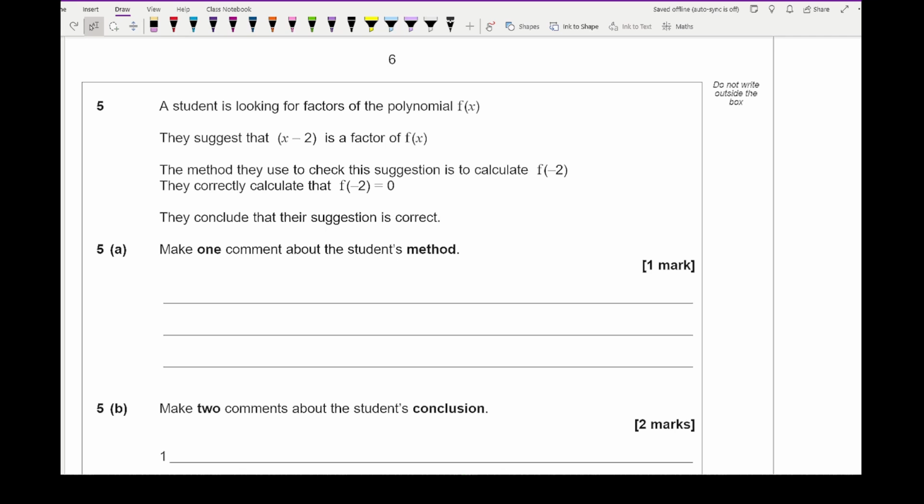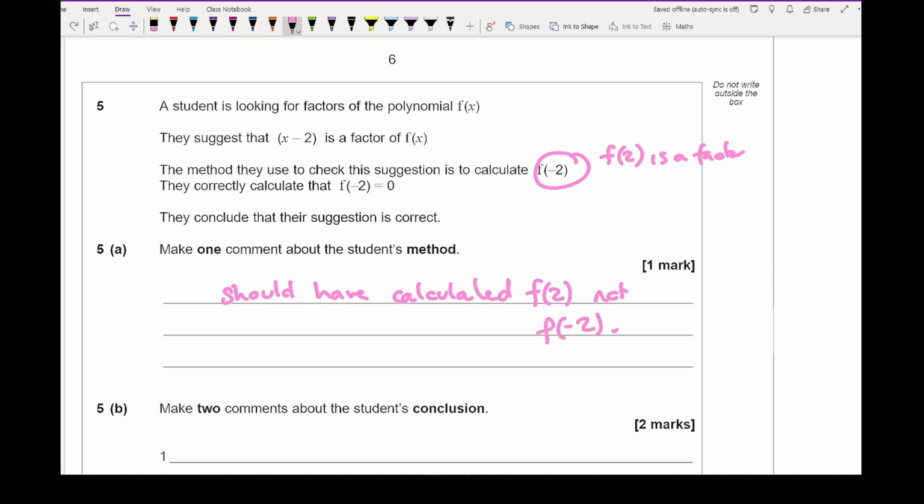So for this, hopefully if you're familiar with the factor theorem, if x minus 2 is a factor, then actually f of 2 is what should be calculated. So in theory, they've got the wrong sign of the 2. So it should have calculated f of 2, not f of minus 2. So something along those lines would get you this one single mark.